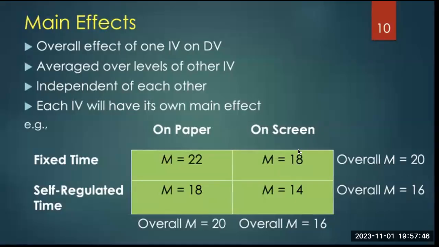So we can see that the averages are different. On average, overall, when the timing was fixed, they did better than those who were self-regulated, because those who had the fixed time by the researchers scored an average of 20, and those who self-regulated how long they got to study, their average score was 16. So now you could say there was a main effect of modality and a main effect of time, right? So that's what we mean by main effects. How would we represent them?